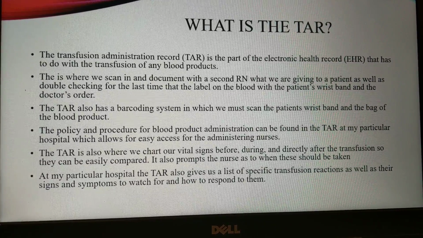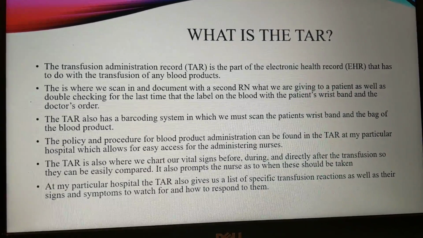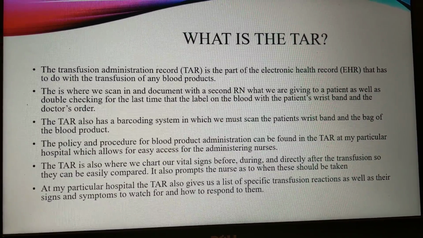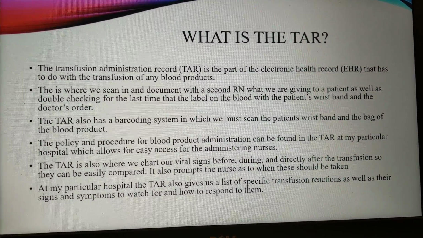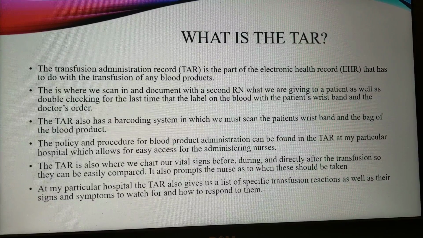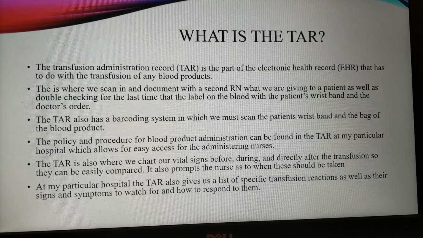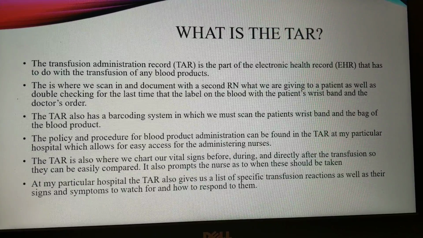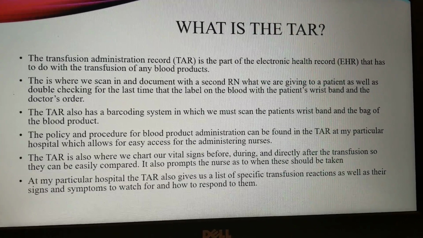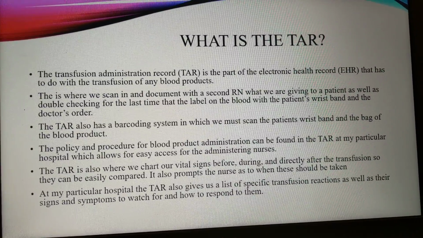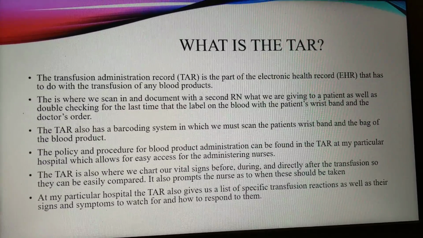So that's one of the ways that this information system stops human error, because it will not let you progress if you have not scanned the correct patient and the correct blood bag and it does not match the doctor's order.